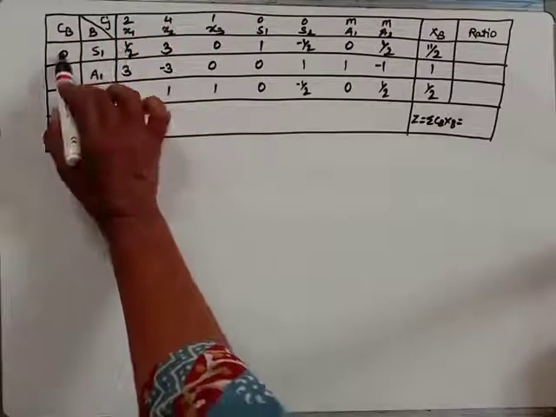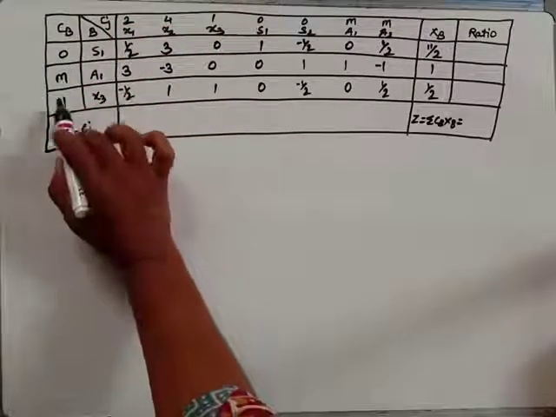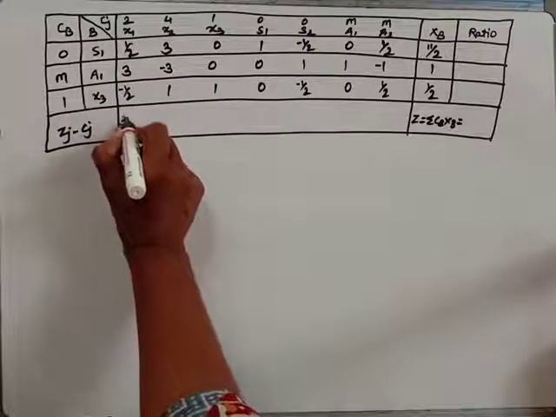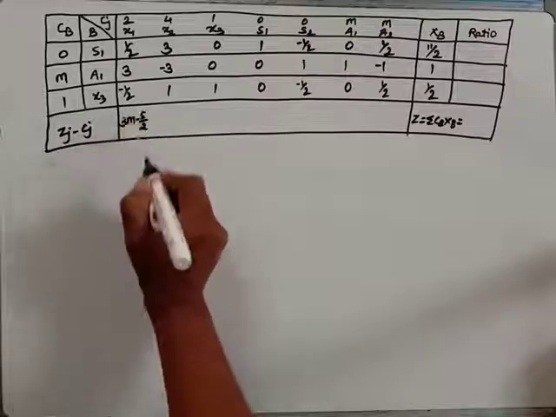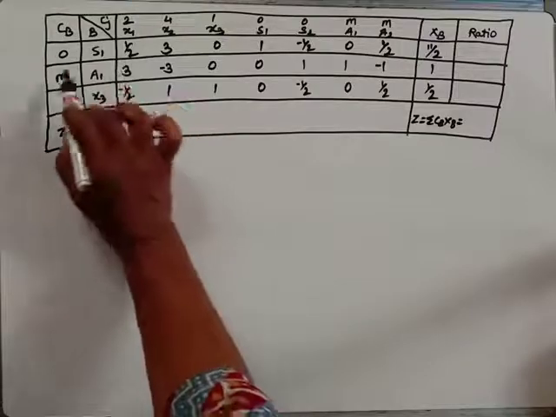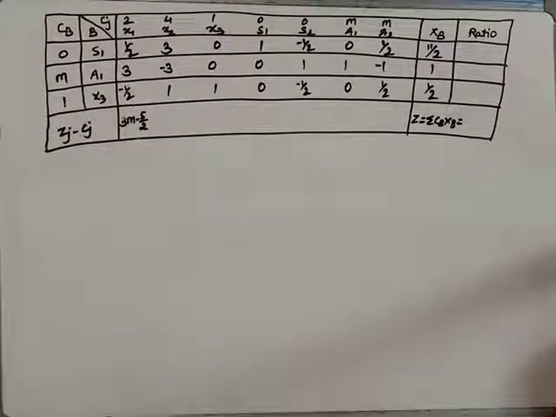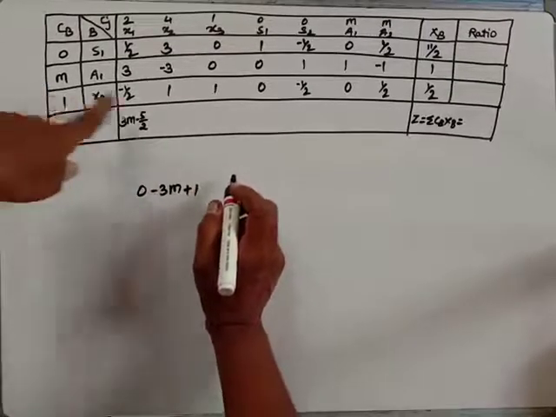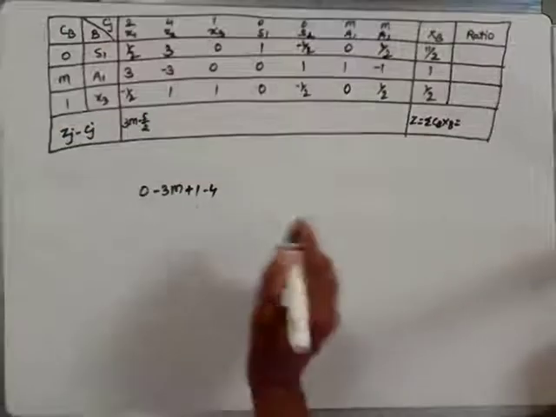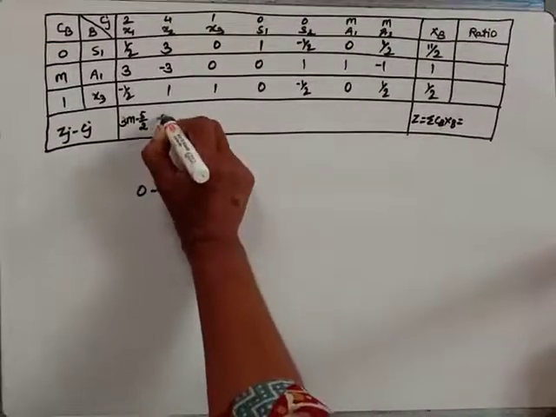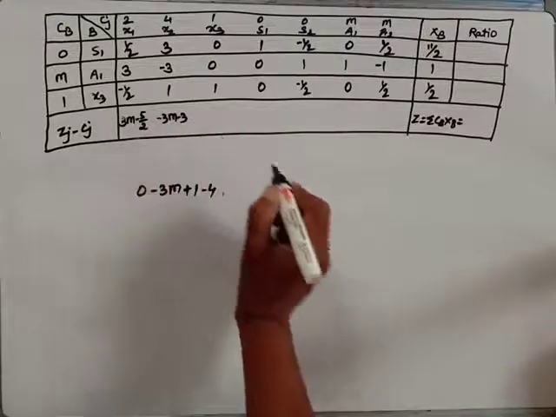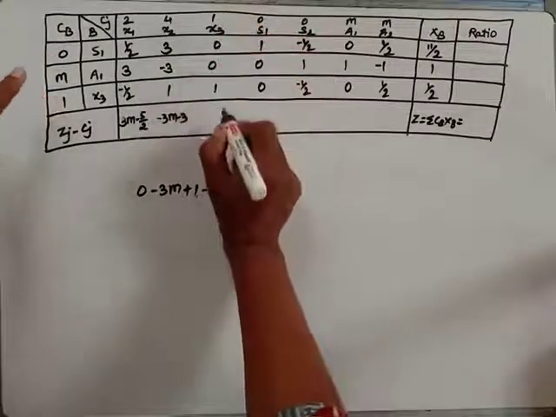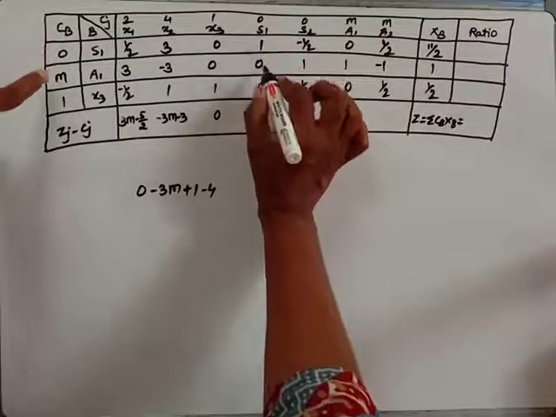Now here 0 plus 3m minus half minus 2. So it will become 3m minus 5/2. So here it is 0 minus 3m plus 1 minus 4. Look at it carefully. 0 minus 3m plus 1 minus 4. So it is minus 3m minus 3. Now here 0, 0, 1 minus 1. So 0. Here 0, 0, 0 minus 0.